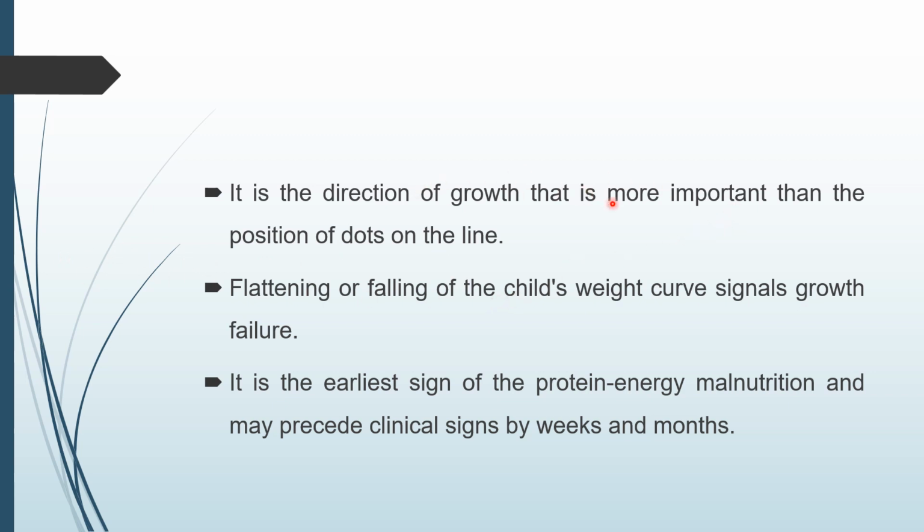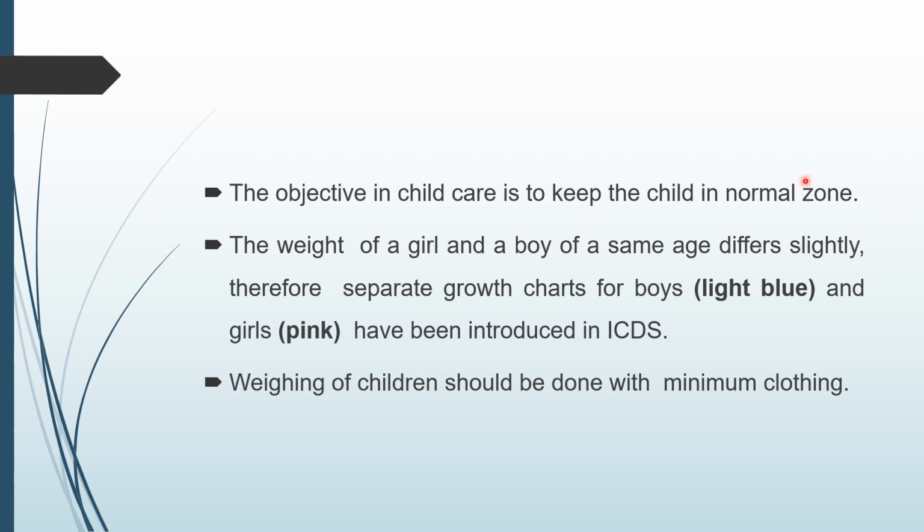So direction of growth is more important as compared to the position of dots on the line. Flattening or falling of the child's weight curve signals growth failure, and it is the earliest sign of protein energy malnutrition and may precede the clinical signs by weeks and months. The objective in child care is to keep the child in the normal zone.